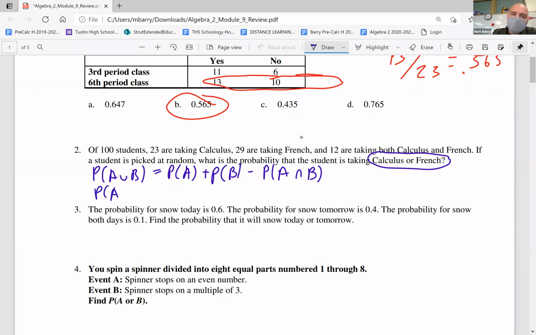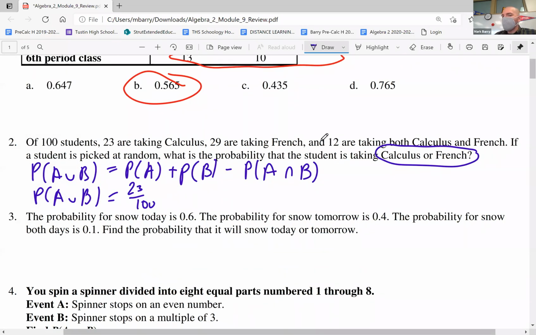All right, so we're trying to figure out the probability of A or B. So the probability someone takes calculus, I would say, is 23 out of 100. No, I would not count the 12 in there because, like I said, the 12 are already counted in the 23. Because of the wording, they said 23 people are taking calculus. It doesn't say calculus only. So the 12 people that are taking both are already part of this 23. Okay.